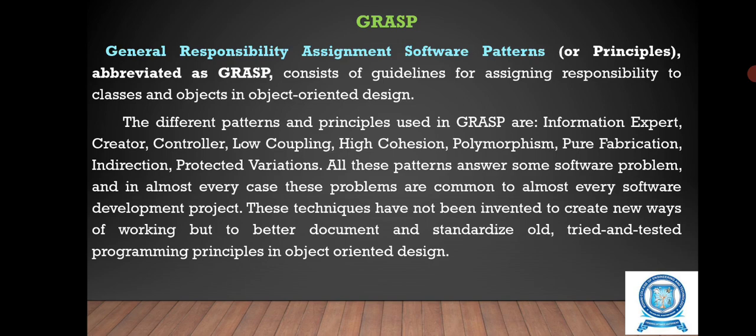object-oriented design. The different patterns and principles used in GRASP are information expert, creator, controller, low coupling, high cohesion, polymorphism, pure fabrication, indirection, protected variations. All these patterns answer some software problem, and in almost every case these problems are common to almost every software development project. These techniques have not been invented to create new ways of working, but to better document and standardize the old tried and tested programming principles in object oriented design.